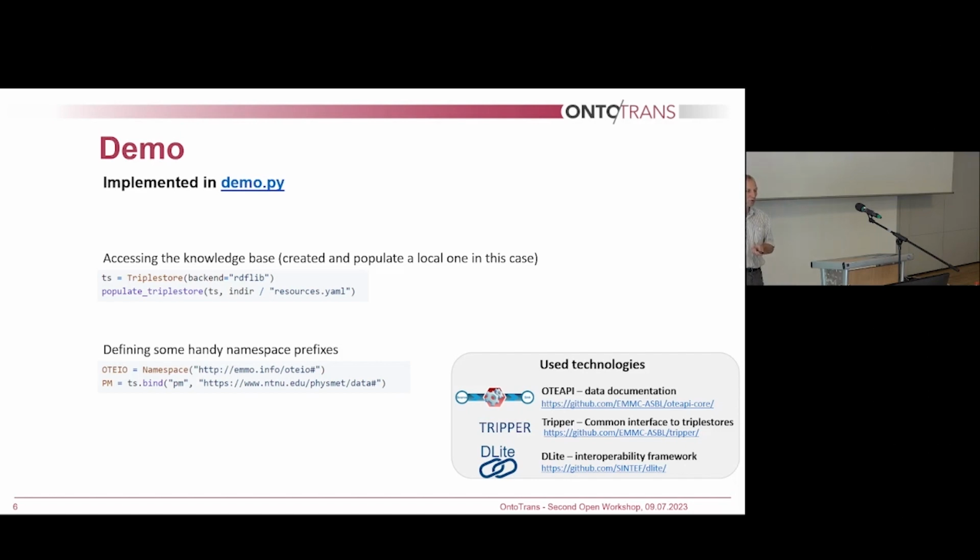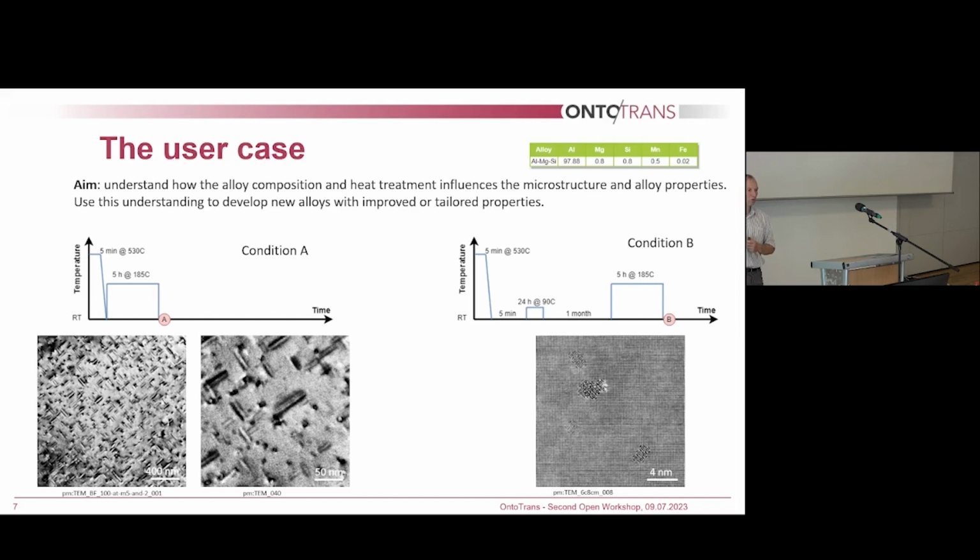For one is the PM namespace, that's what we're using for our data models, and then the OTA interface ontology, for that we are relating to how things are structured.